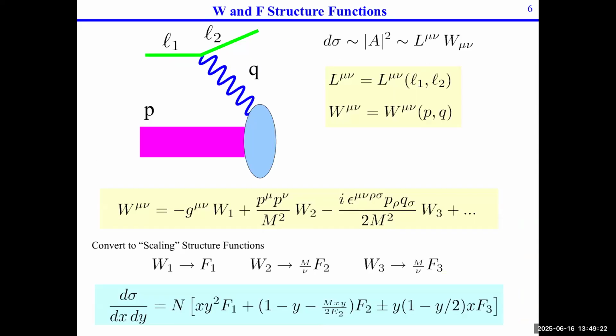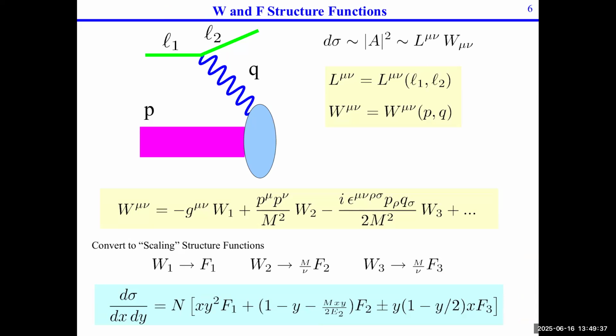And as Dan laid out for you, how do we do this? Well, we basically parameterize our ignorance. We don't know how to calculate this W mu nu, but we can expand it out in terms of Lorentz structures. And so g mu nu, P mu nu.